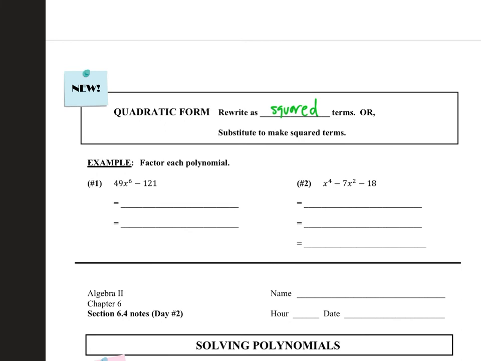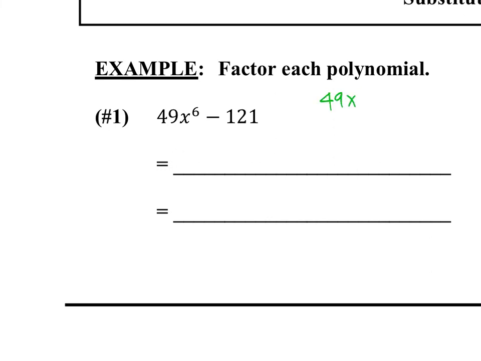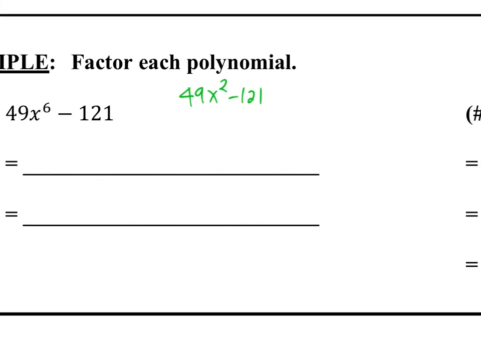So, the way we do this, let's talk about the first example, which is factor each polynomial. We have 49x to the 6 minus 121. So, if we had 49x squared minus 121, we would know how to factor that, right? That would be a difference of squares, which equals 7x plus 11 times 7x minus 11.